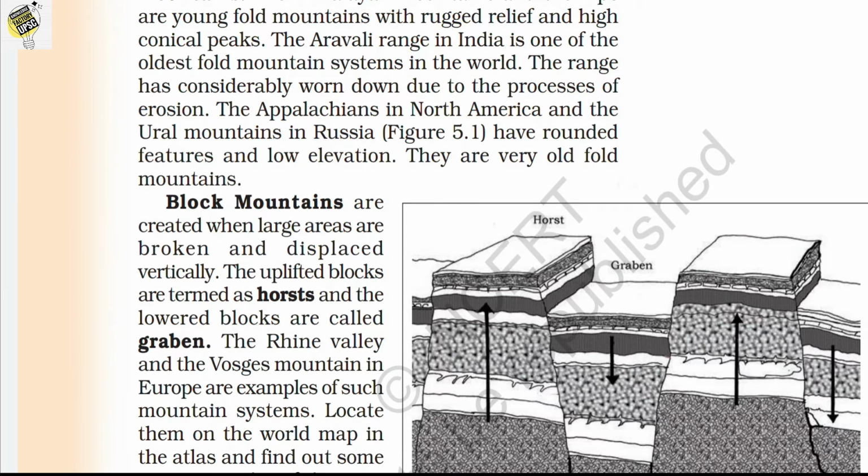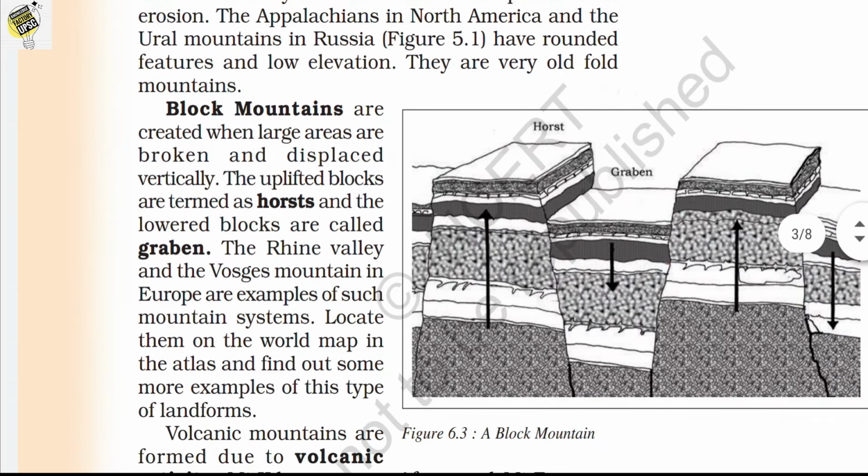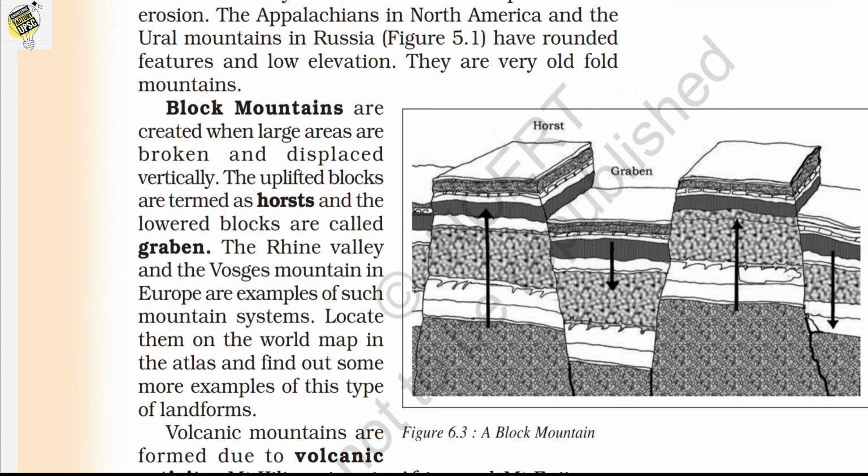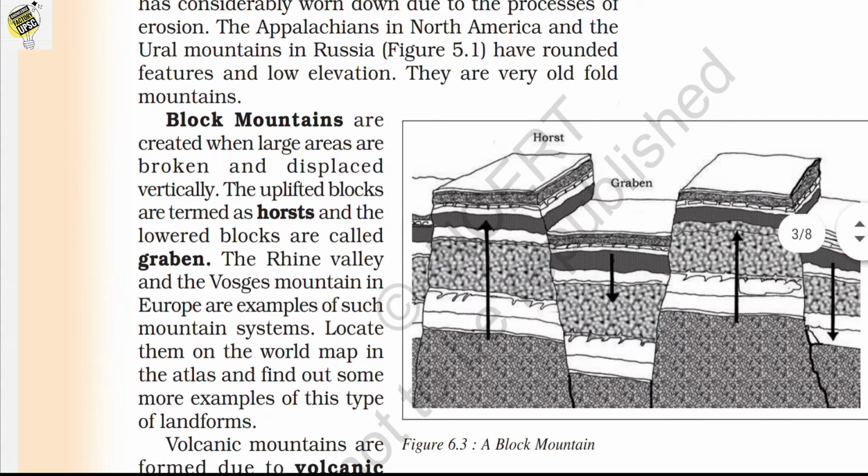The range has considerably worn down due to the process of erosion, and the Appalachians in North America and the Ural mountains in Russia have rounded features of low elevation. They are very old fold mountains. So let's see what block mountains are.